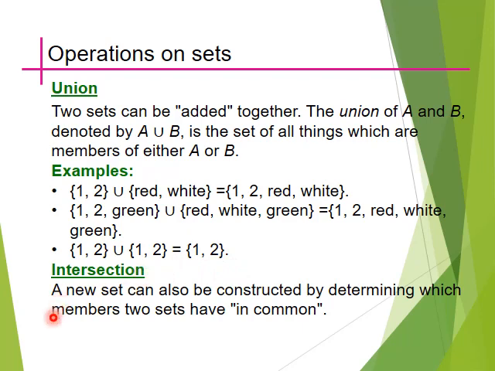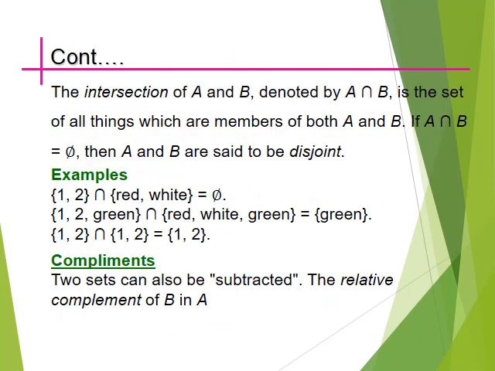Here it is the intersection. This is another operation on sets. A new set can also be constructed by determining which members two sets have in common. The intersection of A and B, denoted by A intersection B, is the set of all things which are members of both A and B. If A intersection B is equal to the empty set, then A and B are said to be disjoint.